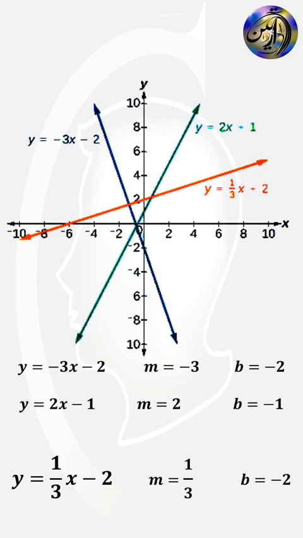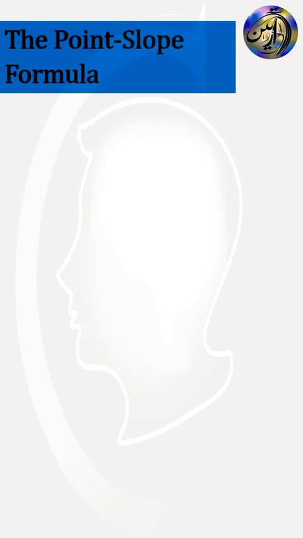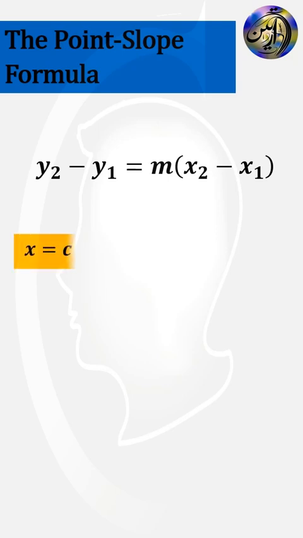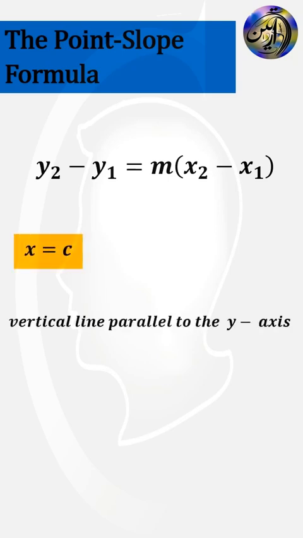Point-slope formula. Here is one of the most useful formulas in algebra. Point-slope form. If you know one point and the slope, you're done. Just plug everything into the formula. Super easy. Now, what if the line is vertical?